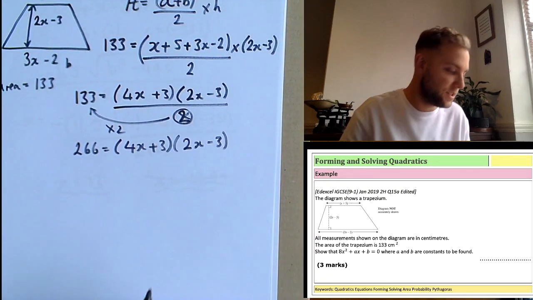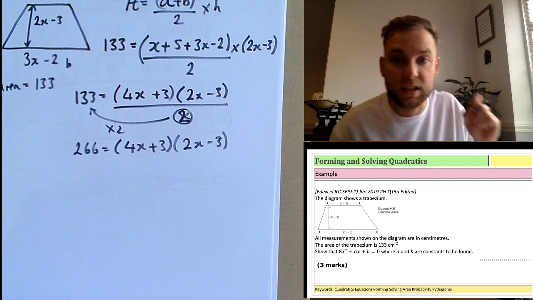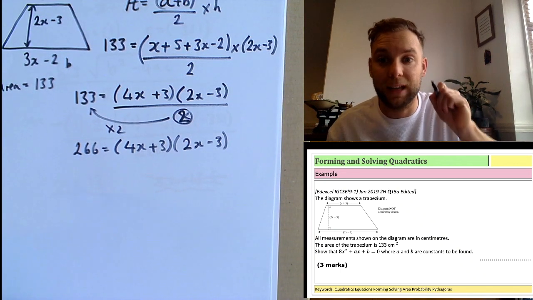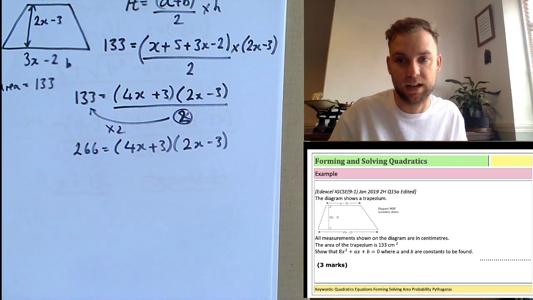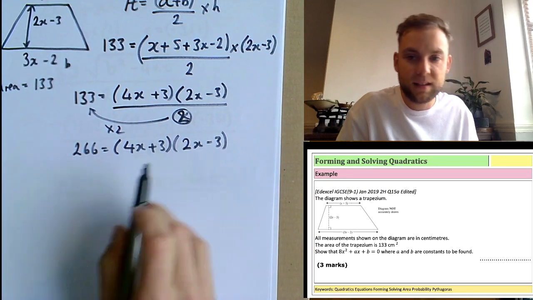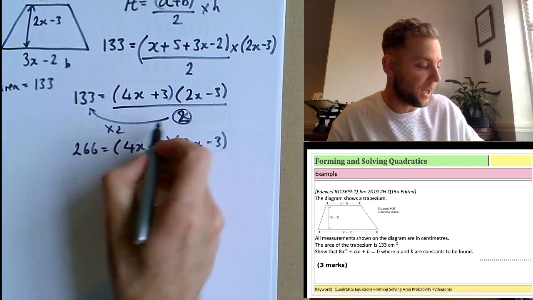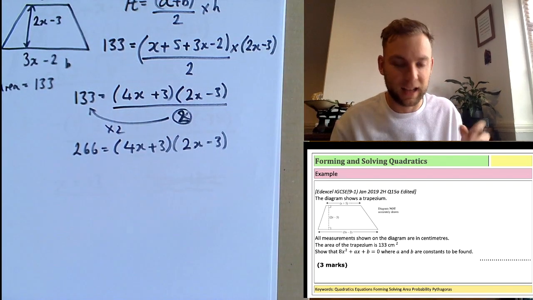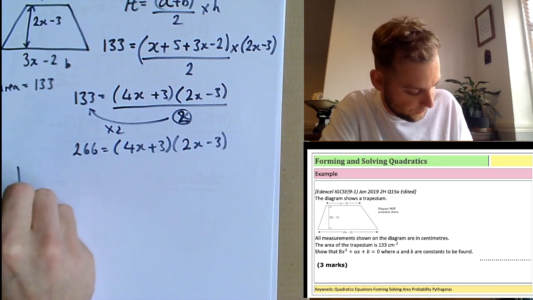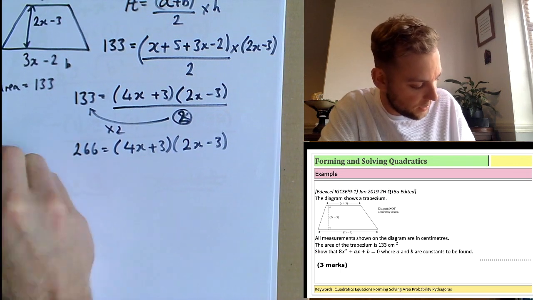So the next stage is we need to expand this, and notice that when we're solving a quadratic, it always needs to be equal to 0. So we need to make this equal to 0 as well. So to expand this, you can use FOIL. I hate FOIL. I always prefer to use the grid method. You can use these lines, but I think they get a bit messy. I'm going to use the grid. I always think the grid's better with this.